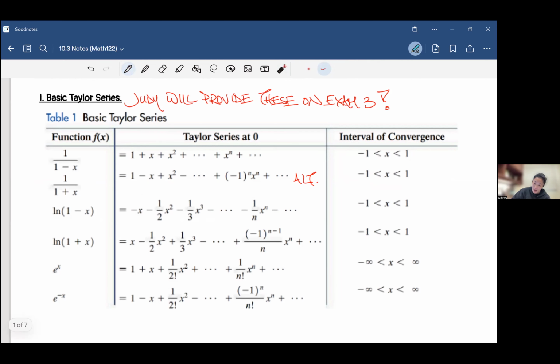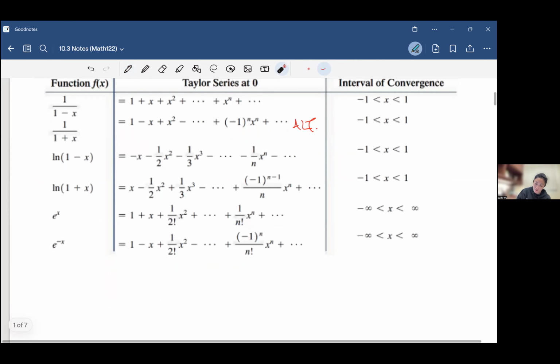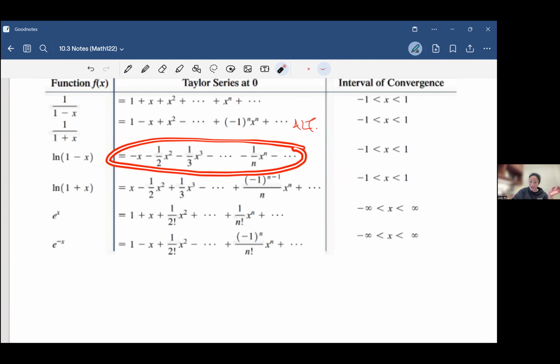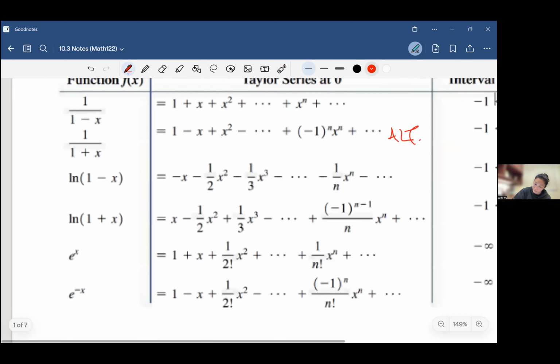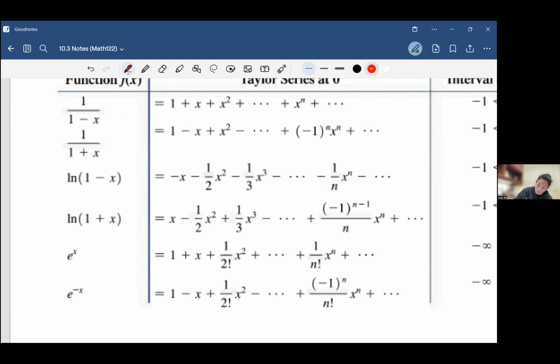And we actually might see the same pattern for natural log of 1 minus x and natural log of 1 plus x. We can see in the 1 minus x that every term is negative, but as soon as we get to the natural log of 1 plus x, we see the alternating signs. The alternating means that somewhere in our series we should have a -1 to the n, or a -1 to the n minus 1, something to show that the signs keep changing.